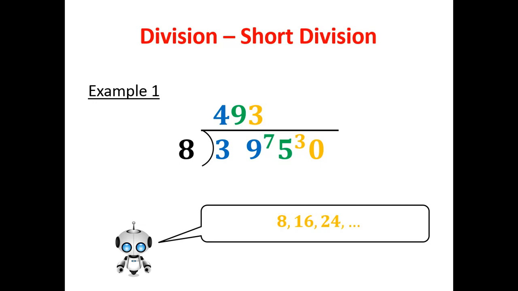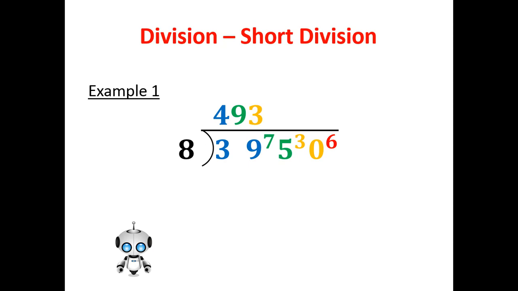and once again we ask ourselves, because we're trying to get to 30, 24 plus how much more gets us to 30, and you'll realize there's 6 left over. So we pop the 6 here. Now because there's no more numbers left over in 3,950, we've used them all, we're finished.